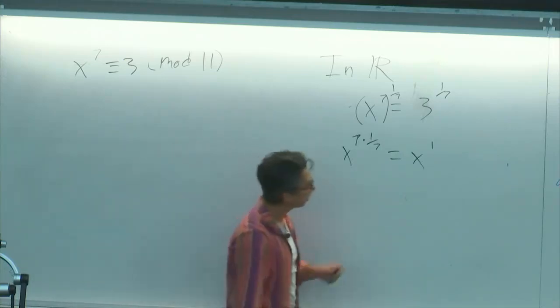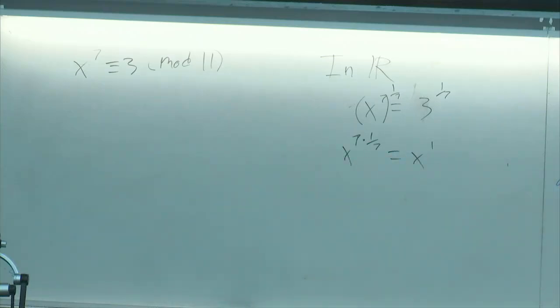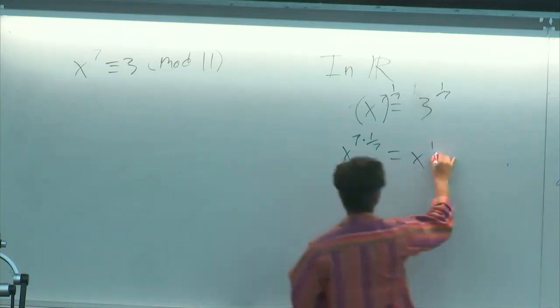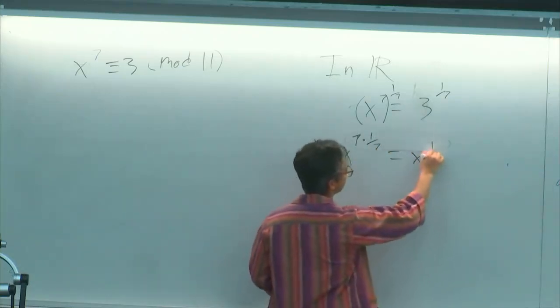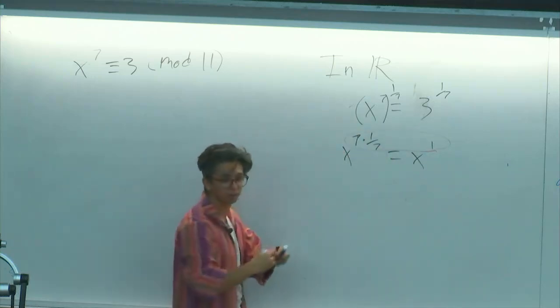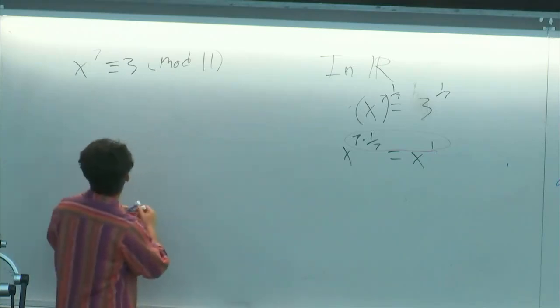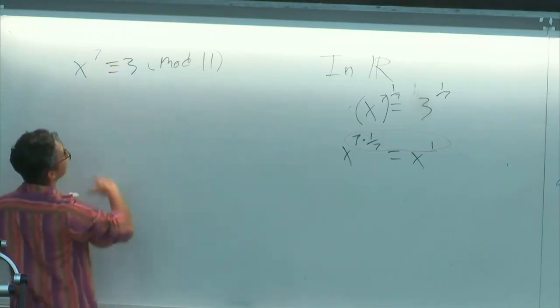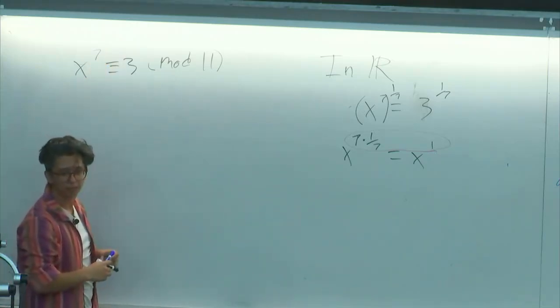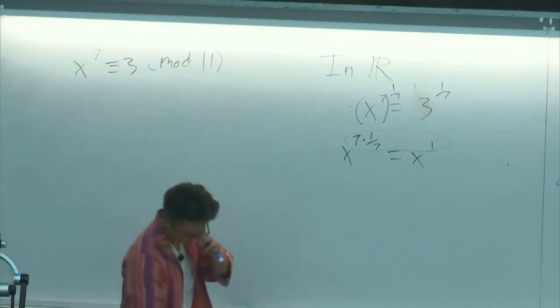In this case, we're not even really caring about what x is. All we care about is what's happening up in the exponents, up in the exponent land up there. But we can't do that here. What does x to the 1/7 mean if we're in modular arithmetic? What does that possibly mean?